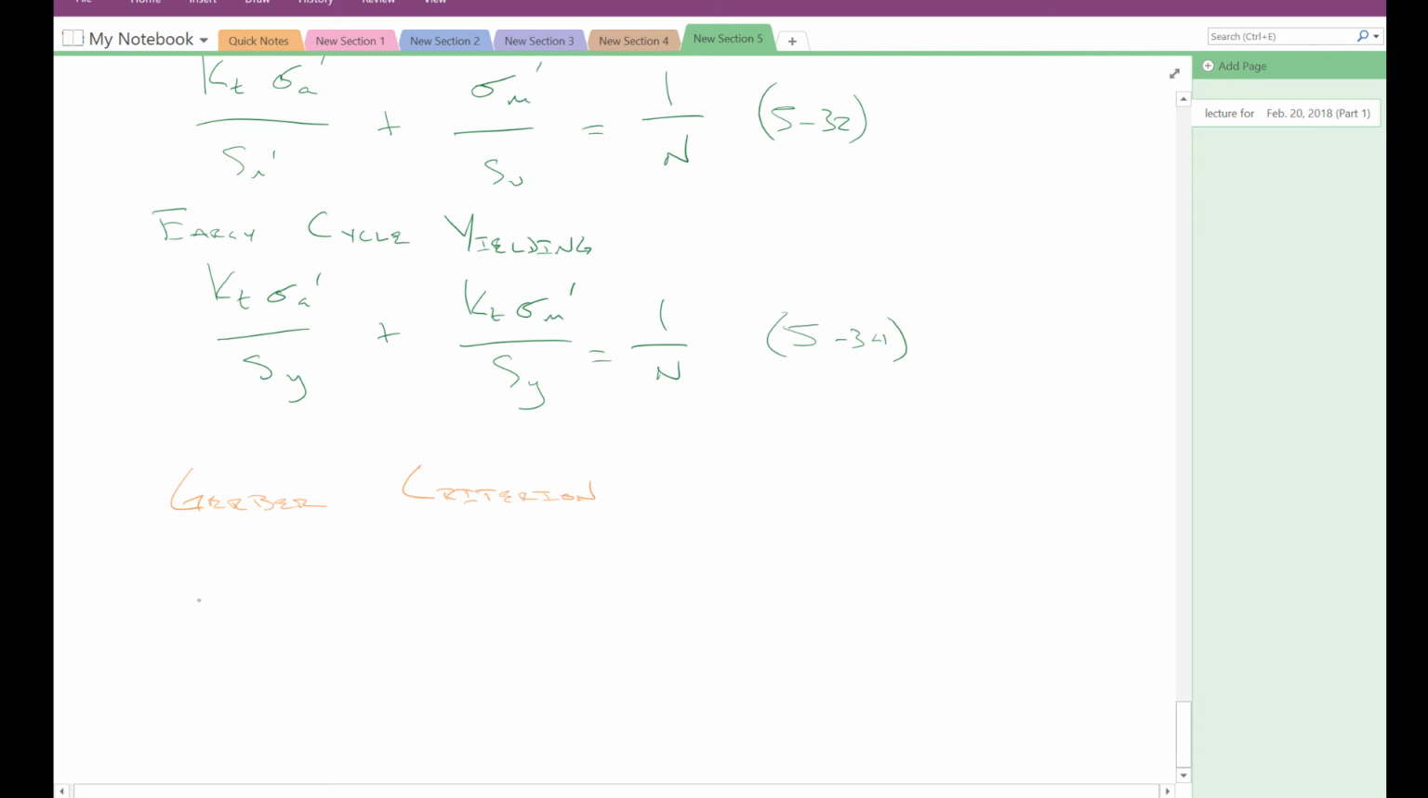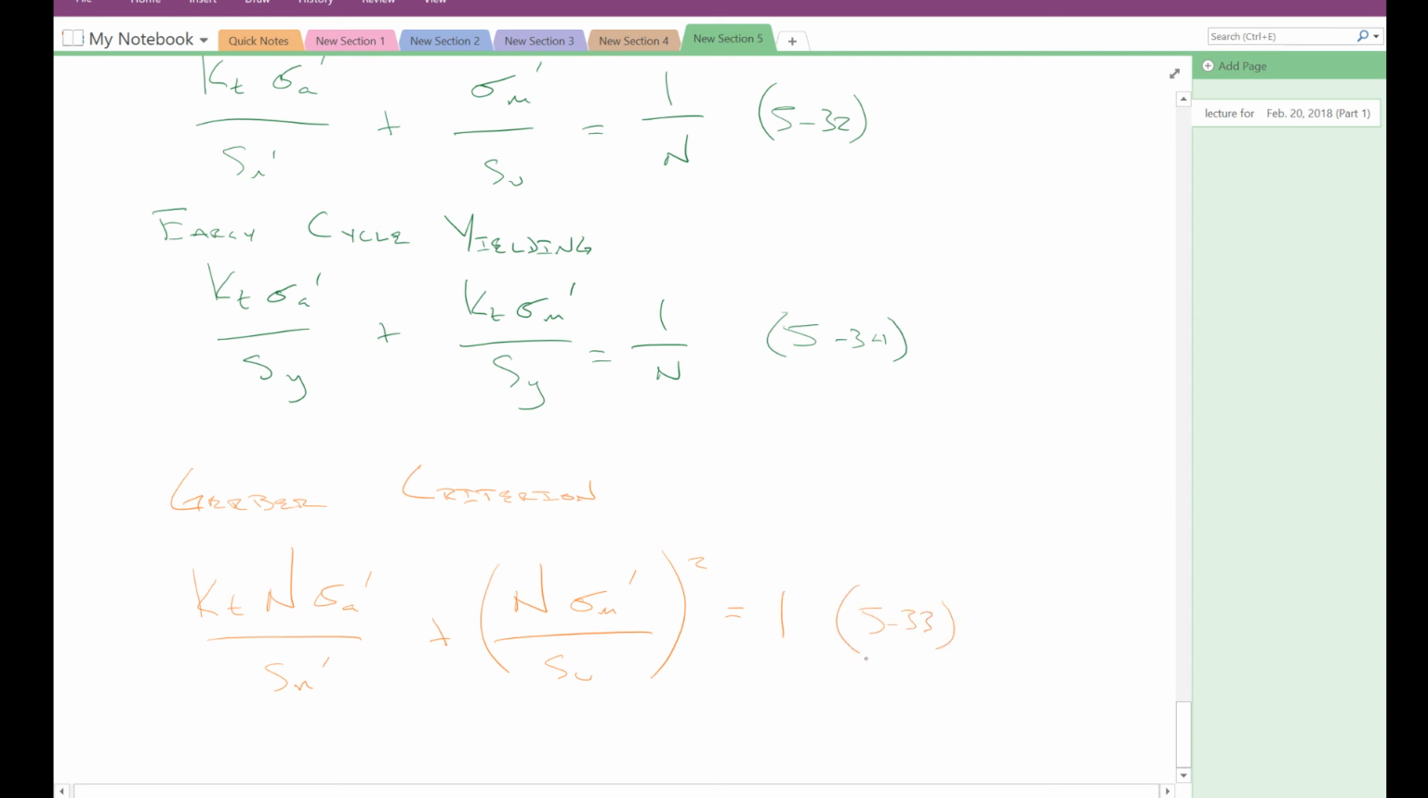All right, now let's look at our color orange, and let's look at our Gerber criterion, which again is going to be based on our alternating stress prime. So we have stress concentration factor, design factor, alternating stress prime divided by our estimated actual endurance limit, plus quantity, design factor times sigma mean prime divided by our ultimate strength, quantity squared, is equal to 1. And this is equation 5-33 in your textbook.